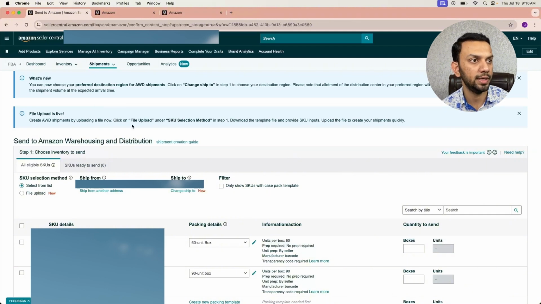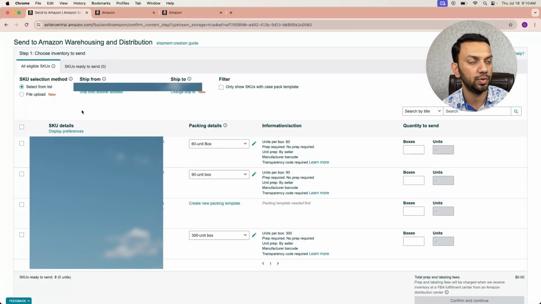Just recently they have introduced this part, change ship to, and you can choose whether you want to ship to the west coast or east coast. If you are talking about the USA here, we do know that the shipping charges are a bit different for the west coast as compared to the east coast. So this is the advantage here, which can cause you to pay less in freight cost. This is a good part here.